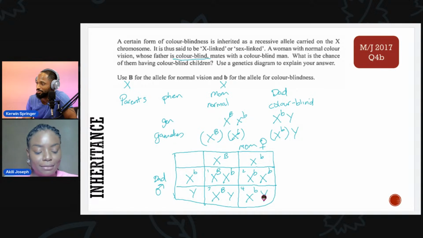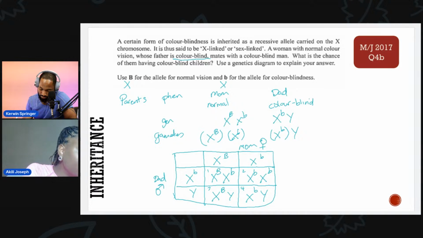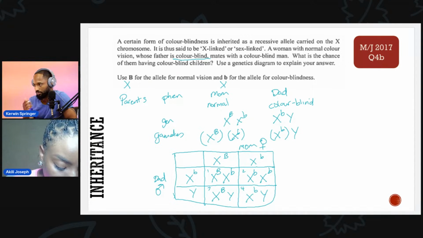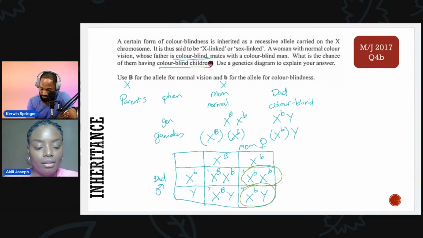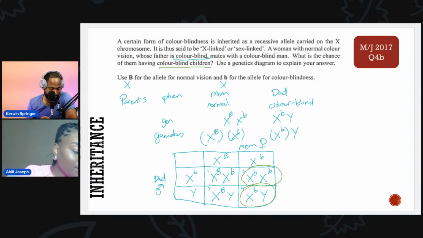Yeah, so we have our possibilities here. What is the chance of them having colorblind children? So I'm going to circle in a different color all your possibilities of having a colorblind child, which is going to be from 2 and 4. So the chance of them having colorblind children, we don't care about the sex of the children. You have a 2 in 4 possibility of having colorblind children, or 50% chance. So that's it there, 50%.